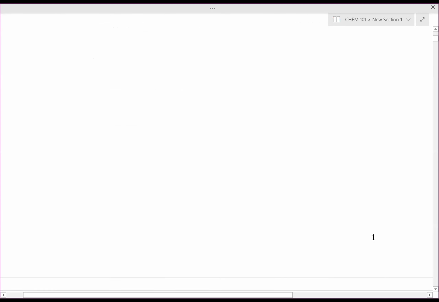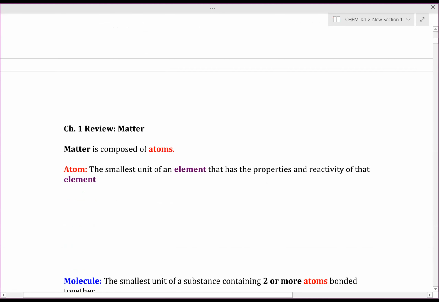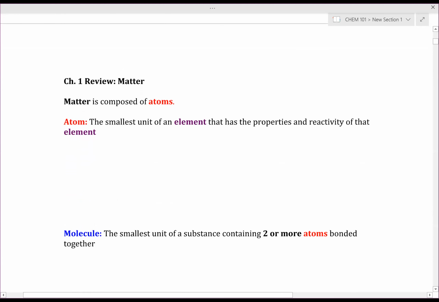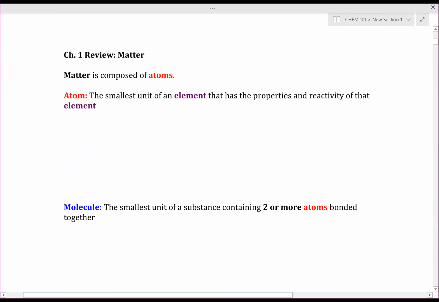Okay, so let's look a little bit at atoms and elements, and let's try to talk about the key principles associated with atoms and elements. So first off, we're going to do some review. We've touched on this in chapter 1, and I just want to bring this front and center for chapter 2.